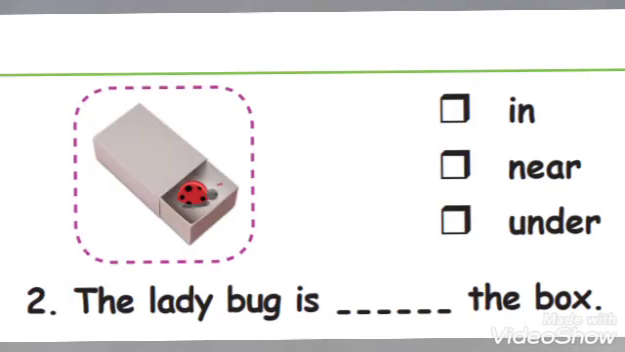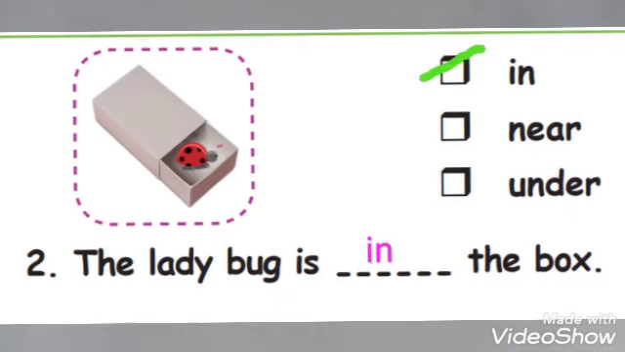Second sentence. The ladybug is dash the box. See the picture and given options. First one, in. Is it the correct preposition? Yes, because the ladybug is inside the box. So the correct answer is the ladybug is in the box.